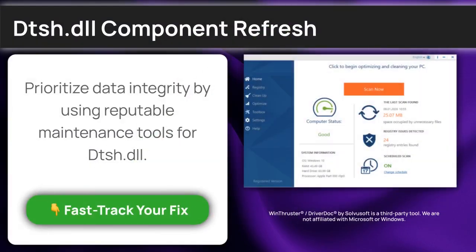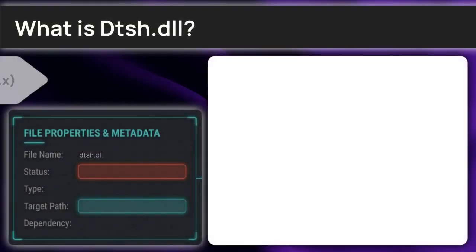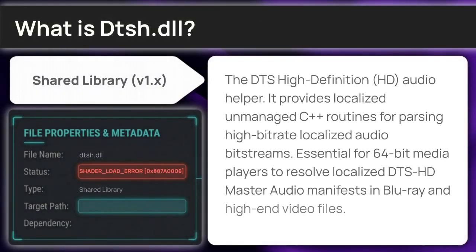This is the DTS-HD Library, the DTS High-Definition HD audio helper. It provides localized unmanaged C++ routines for parsing high-bitrate localized audio bit streams, essential for 64-bit media players to resolve localized DTS-HD Master audio, manifest in Blu-ray and high-end video files. With that background out of the way, here is how we actually restore the missing component.